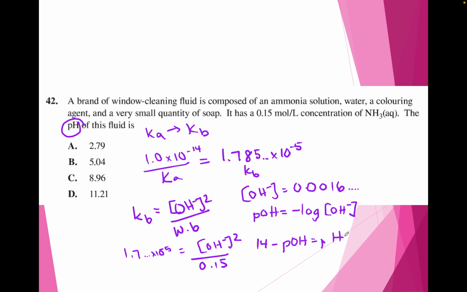Now we're going to take 14 and subtract that value, and you'll see 11.21. So your answer is D. And just to remind you about sig digs, this has significant digits of 2, and when you're solving pH or pOH, you count points after the decimal. So 11.21 also has 2 significant digits.